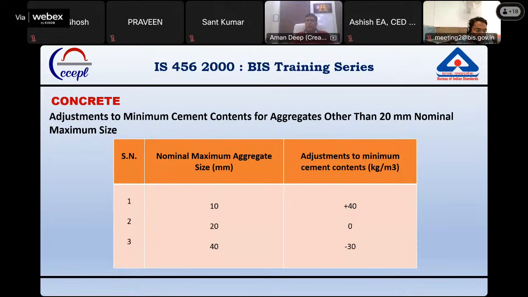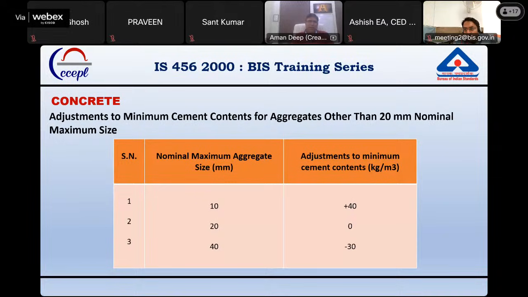Adjustments to minimum cement contents for other sizes of aggregates: when the aggregate is other than 20 mm nominal maximum size, if we are using a lesser size, say 10 mm aggregate size, the cement content needs to be increased because you now have a large number of more particles to be bound. As the surface area is increasing because of the lesser size of the aggregates, your cement content requirement will increase, and you will be using 40 kg more than what is defined in the above table.